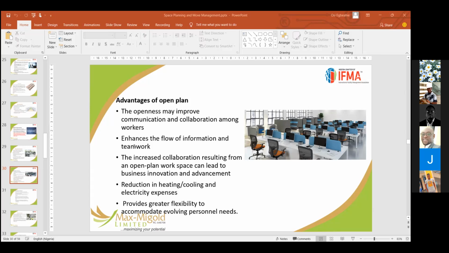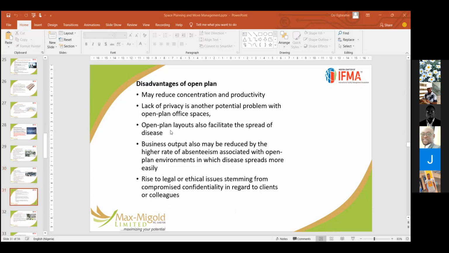Reduction of heating, cooling, and electricity expenses. I've explained that. Provision of greater flexibility to accommodate individual personal needs.